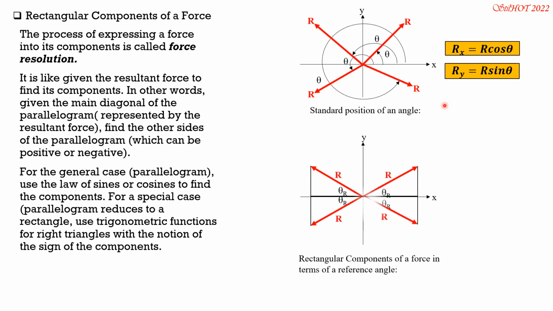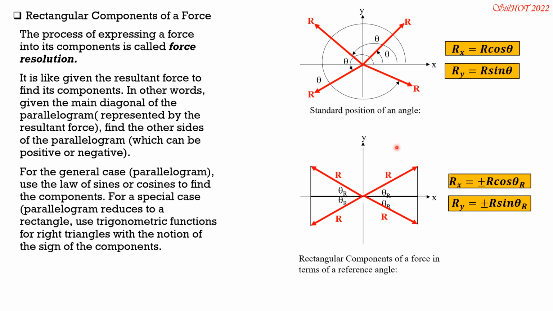If you use the reference angle, remember the reference angle is an acute angle between the x-axis, positive or negative x-axis, and the terminal side of the force. So if it is in the first quadrant, then this is the reference angle, and Rx is plus or minus R cosine theta in general. Ry is also plus or minus R sine of theta R. Then for the sign, it's up to you. You look at the direction of the force.